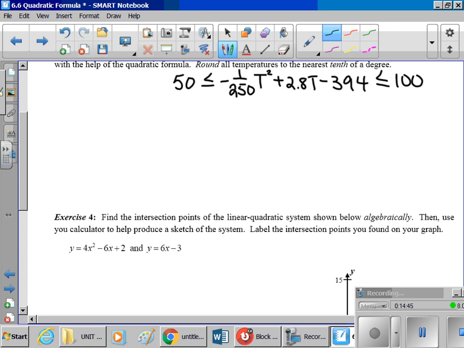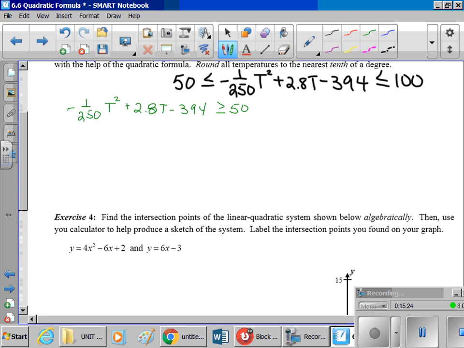All right, so let's come over here a little bit. I know this is a little crazy with these numbers, but I'm going to remind you, you have a calculator. So I know there are places to make mistakes here, but let's not flip out. So let's just use our 50 here. So we're going to get, because if you subtract 50 on the other side, you also get 50. So we can use 50. So negative 1 over 250 t squared plus 12.8t minus 394 has to be actually greater than or equal to 50.